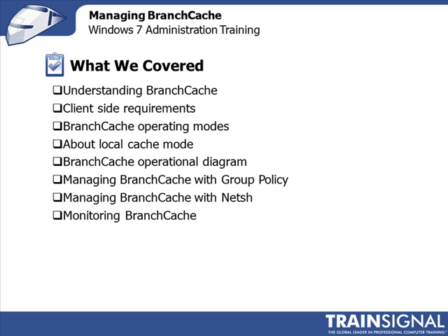You then got to look at the BranchCache operational diagram, and we moved on to talk about BranchCache and how it works with group policy. We didn't spend a lot of time on that. We spent a lot of time on other group policy items in this course, so we focused on the netsh side of the house with BranchCache in this lesson. And you got to look at a number of netsh commands as they relate to BranchCache. We wrapped up by looking at two different ways that you can monitor BranchCache. One is to use another netsh command, and another one is to use the Performance Monitor tool that's built into Windows 7.